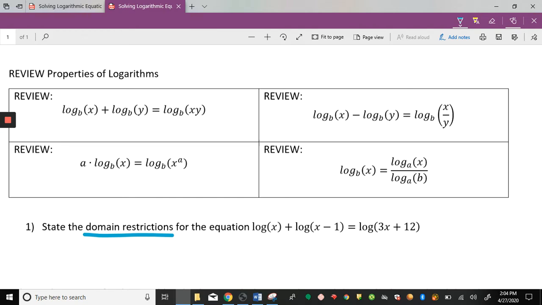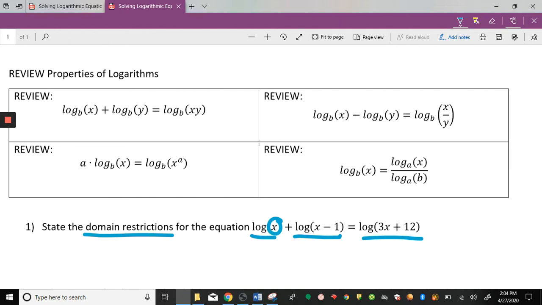Let's say in number one, I'm not even asking you to solve, I just want you to state the domain restriction. So to do that, you have to look at the domain restrictions of each log part that you see. So what would that look like? Well, let's look at the first one. Log of what? Well, log of x. And what do we know about anything you take the log of?